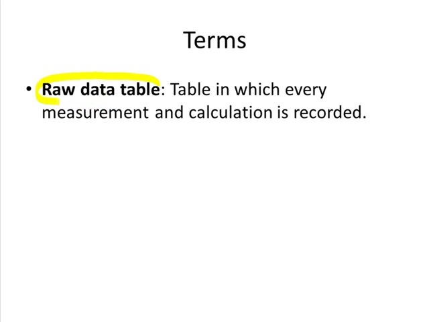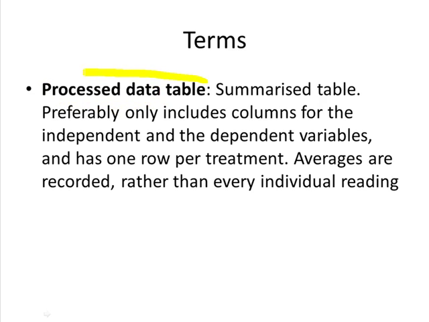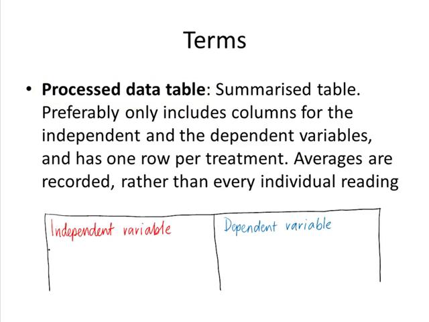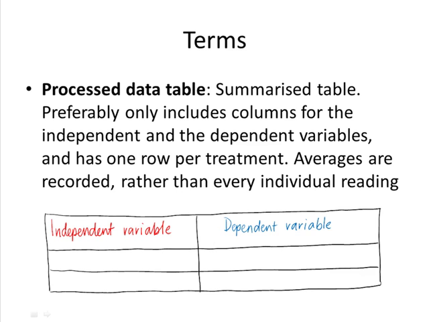A raw data table is a table in which you put every single measurement and calculation of your investigation. A process data table is a summary made from your raw data table where you only give the averages of the many samples per treatment and not every single reading. And in a process data table, preferably there are only 2 columns. One for the independent variable and one for the dependent variable.